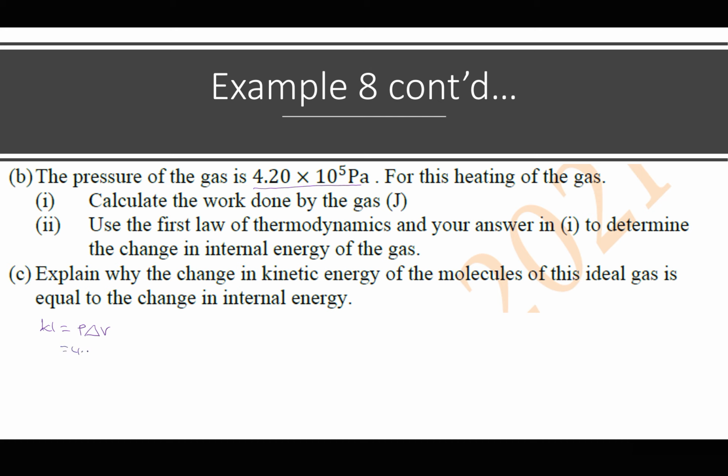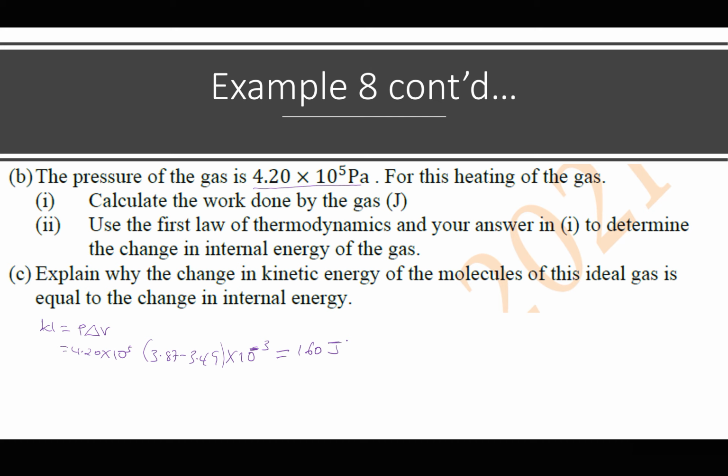So the pressure is 4.20 times 10 power 5 pascals. And the change in volume is the difference between 3.87 minus 3.49. This will be times 10 power negative 3 if I change it directly to meters cubed. Pressing the calculator, it gives me approximately 160 joules to two significant figures.